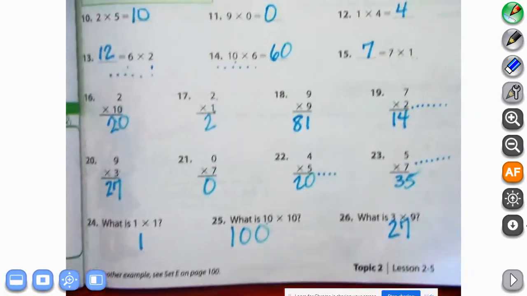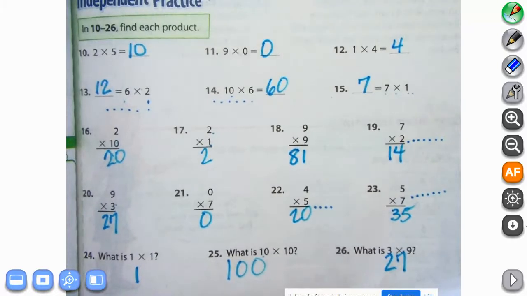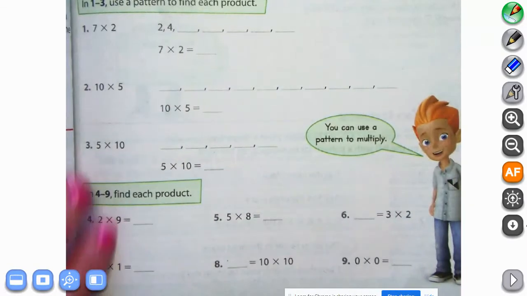All right, if you need a moment to get it all written down, go ahead and do that. Push pause. We're going to go ahead and turn to the next page.